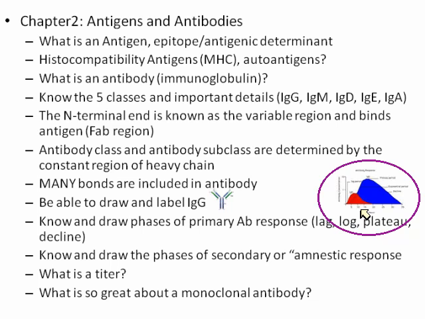You've got the lag phase, a log phase, a plateau phase, and a decline phase. So actually the red one is the primary and the blue one would be the secondary response. IgM plays a bigger role in the primary, IgG plays a bigger role in the secondary. The secondary response is also called the anamnestic response.